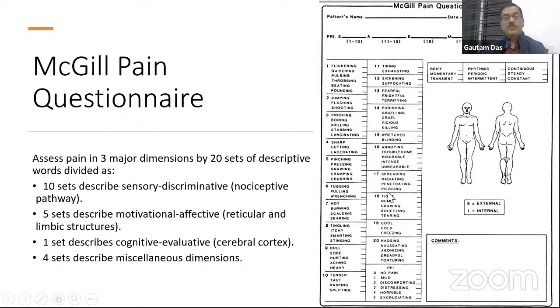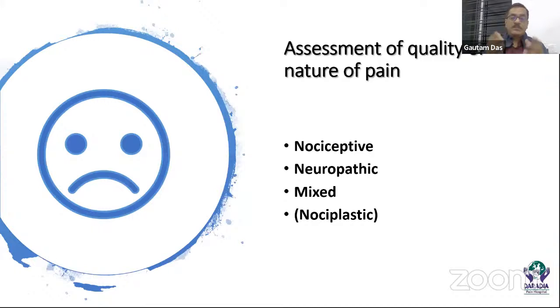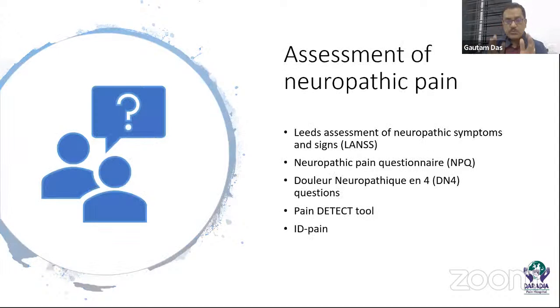So remember these things. It can assess the sensory part and the quantity of the sensory component, then the emotional component, the cognitive functions, and other miscellaneous aspects. You can go ahead with the detail of that score. Then for the assessment of the quality or nature of the pain, whether the pain is nociceptive or neuropathic, particularly whether the pain is neuropathic or not, there are different tools and questionnaires. All these questionnaires are based on history, with some physical examination, but mostly history.